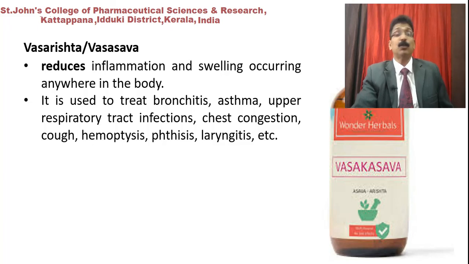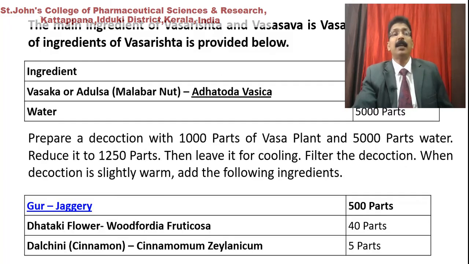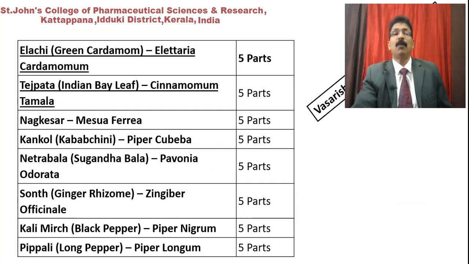We can use it for chest congestion and cough. Hemoptysis and laryngitis can also be treated by means of Vasaka Arista. Vasaka Asava is also there. And I have added some of the ingredients of the Adhatoda. Vasaka is the main constituent, and the preparation of Vasaka I have also added in the slide. You have to know about the preparations.